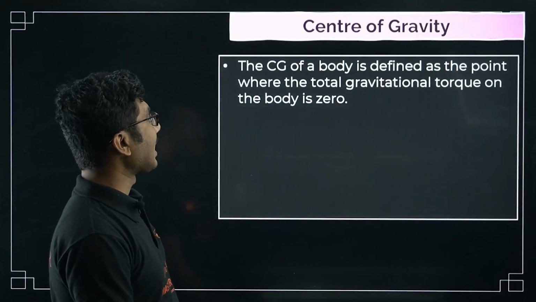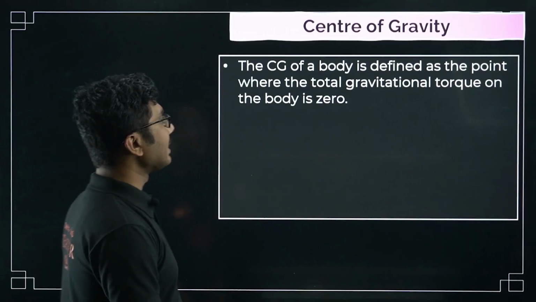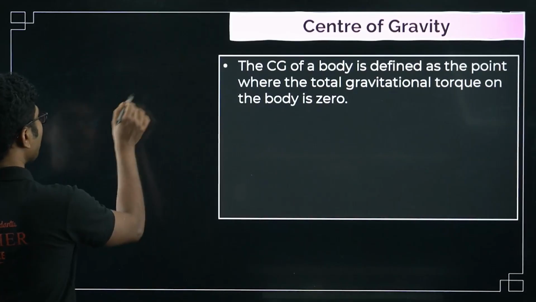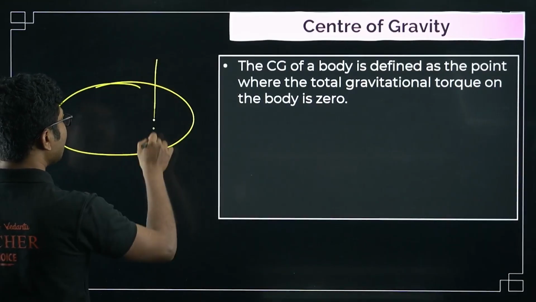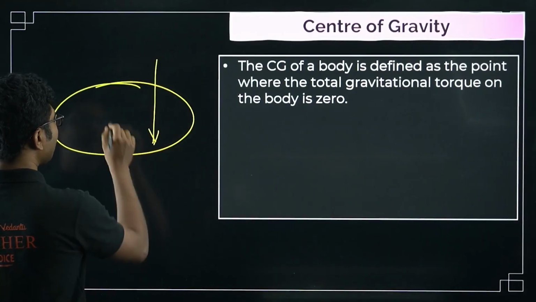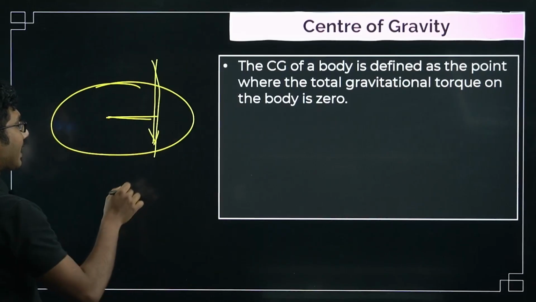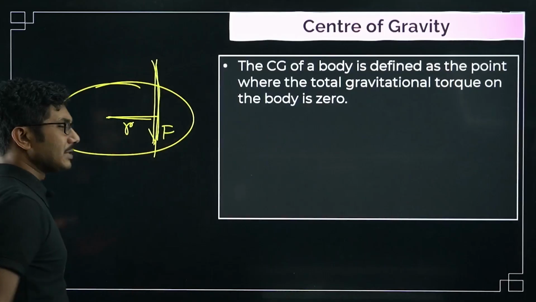The center of gravity of a body is defined as the point where the total gravitational torque on the body is 0. So suppose we have an object. Now there is some gravitational force acting on it. If you consider some point, there will be some torque acting. There is an R, there is a gravitational force, so R cross F is not 0.